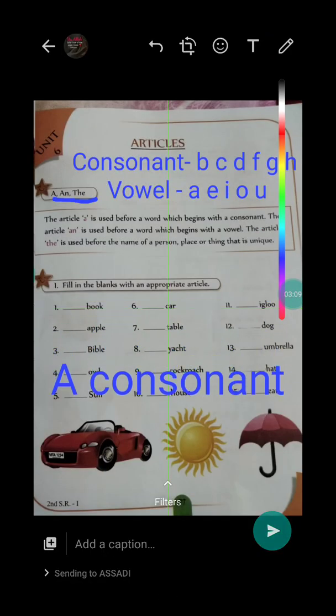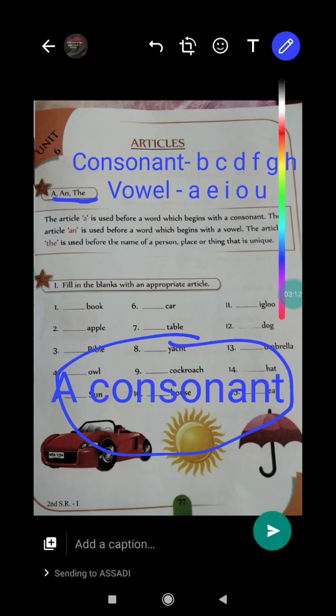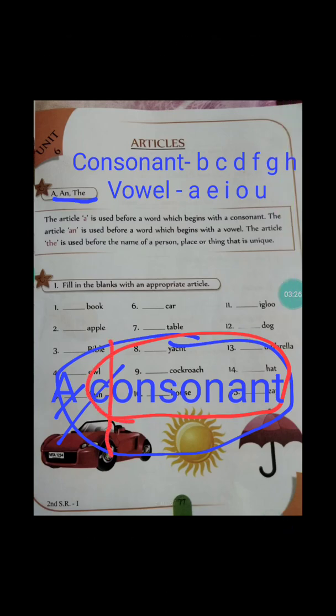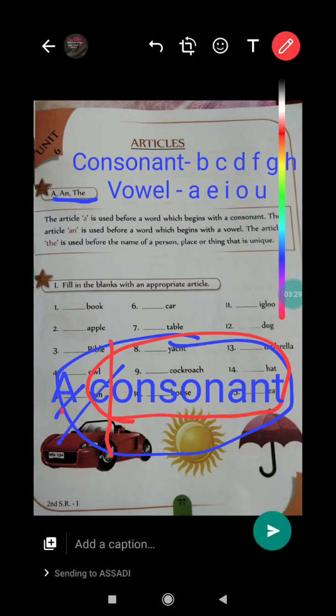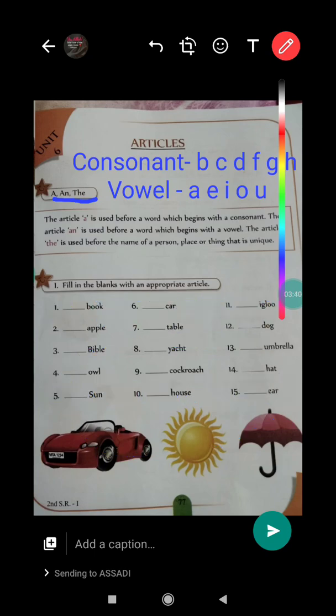A consonant. Here in this sentence, a consonant, what is A? A is an article. Okay, and what is this word? It is consonant, and consonant begins with the letter C, and C is a consonant, isn't it? So what is the article which we have used? A is the article which we have used, isn't it? Okay, I hope you understood. If you will go through the example, you will understand more thoroughly. So when we use the article A, we use it before words which begin with a consonant.